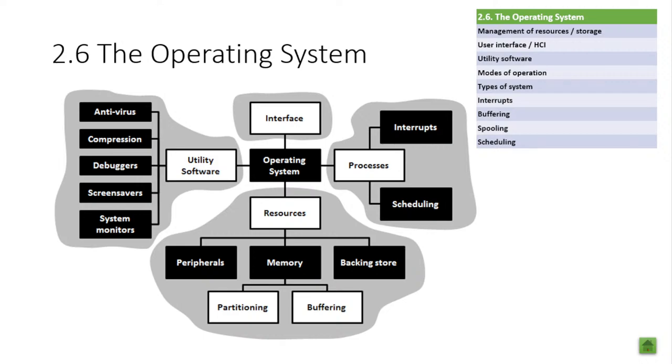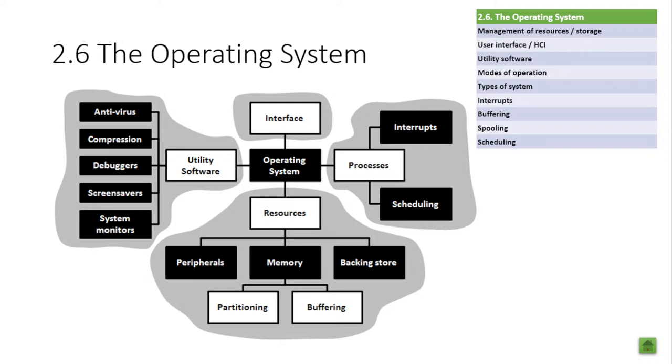So the operating system manages the interface and what you see. It manages the processes behind the scenes, such as the interrupts, interrupt service routines, if you remember those, and also the scheduling of what's going on the CPU. It manages resources. So it manages peripheral devices, so things external to your computer that are plugged in. It manages memory, so that could be secondary storage as well as primary storage. So that's RAM and ROM and cache memory.